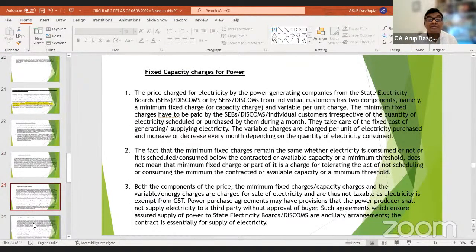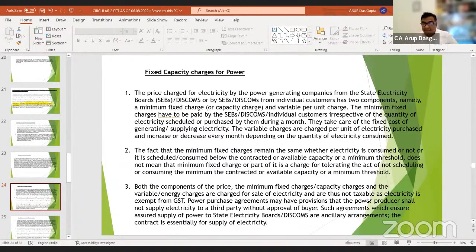Okay. Then the fixed capacity charges for power. This is about the power sector in general, where there is a fixed capacity commitment. Both the components of the price, the minimum fixed charges, capacity charges, and the variable energy charges, are charged for sale of electricity and thus are not taxable, as electricity is exempt from GST.